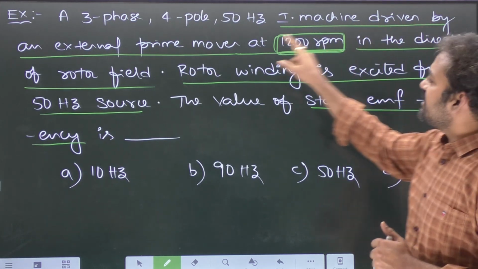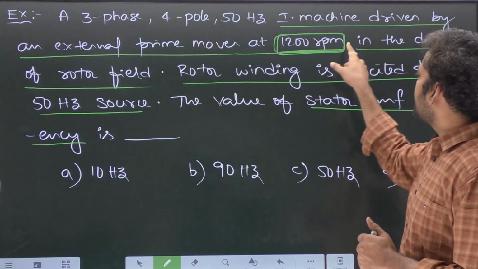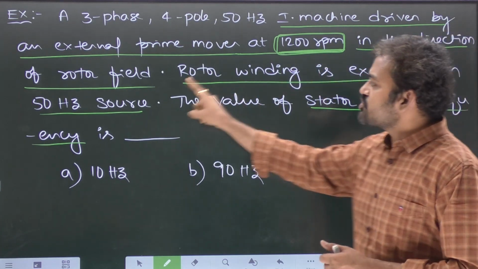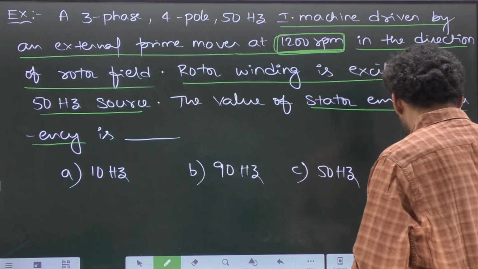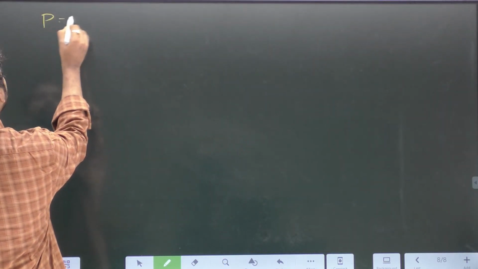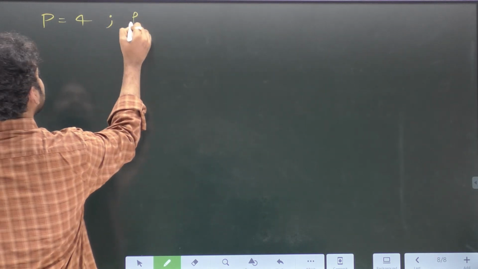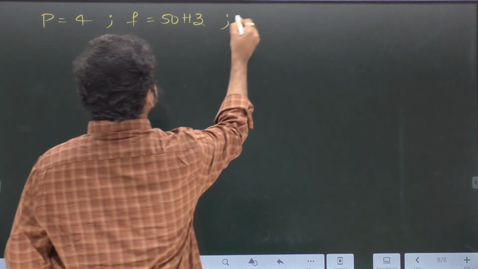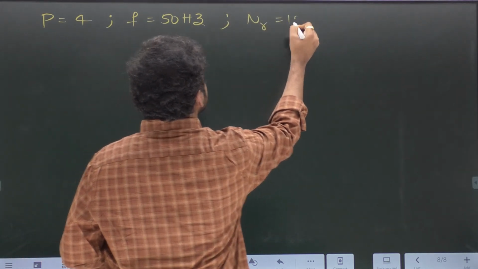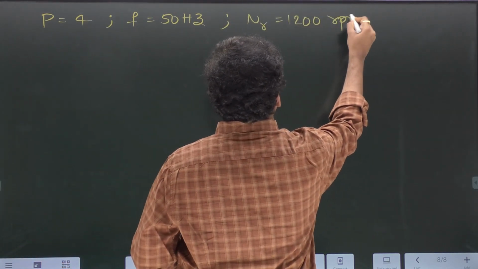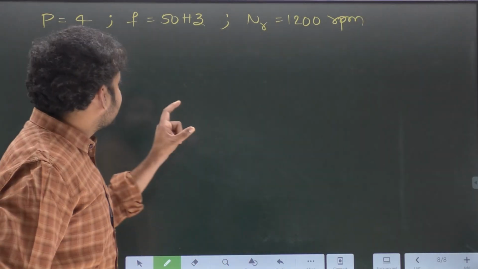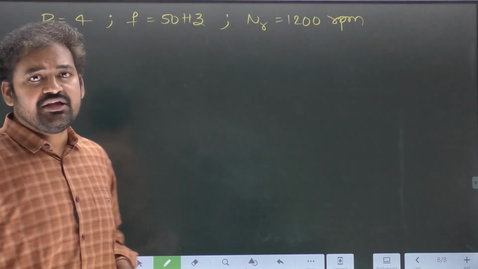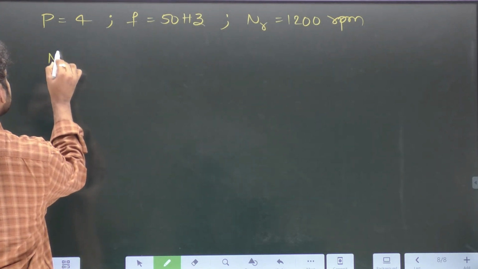Machine is driven by an external prime mover at 1200 rpm in the direction of rotor field. Okay, so let's note down the data given in the problem. The machine has 4 poles and the supply frequency is 50 Hz, and the machine was driven at a speed of 1200 rpm. Which winding is excited? Rotor winding is excited. So calculate the synchronous speed first.